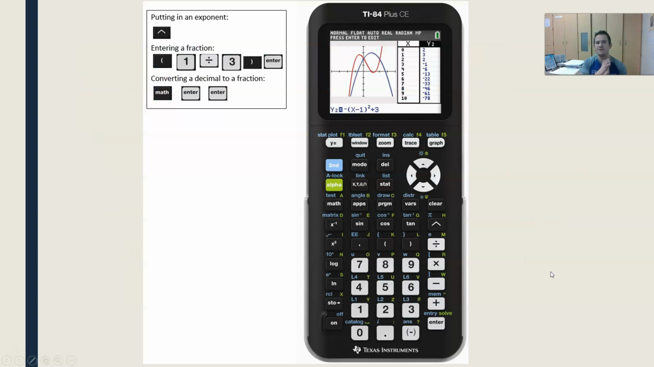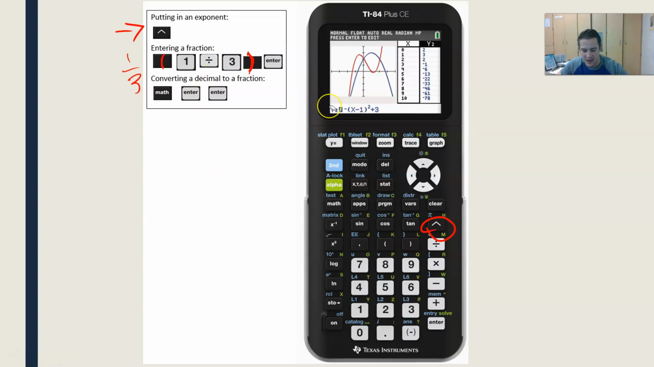If you have one of the calculators like we used in class, there are some helpful commands that are going to be helpful with some of the things we do in this section. Specifically, this button for putting in an exponent. When entering a fraction, like 1/3, you can write it as parentheses 1 divided by 3, close parentheses. The calculator will treat it as a fraction.